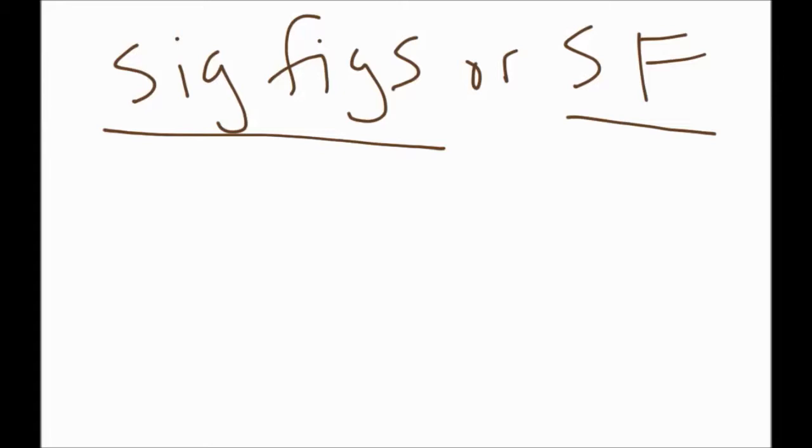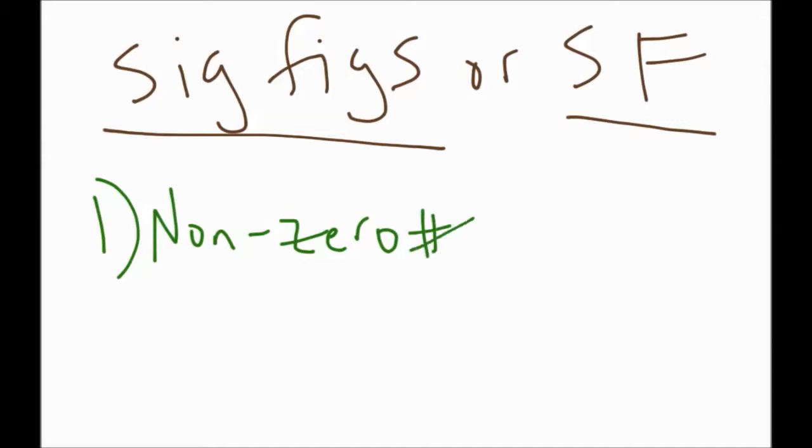The first thing that I'm going to show you are the actual rules for figuring out significant figures, and the second thing I'm going to show you then is kind of a shortcut to get around those rules. Okay, let's start with the rules first. There are three main rules. The first rule is an easy one, and that's that all non-zero numbers are significant.